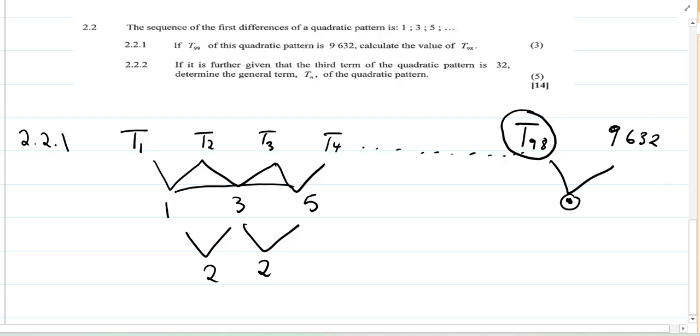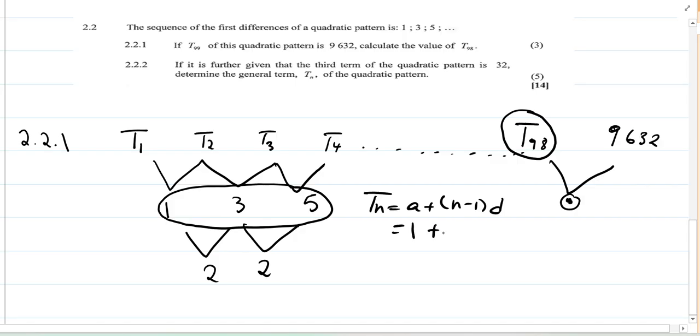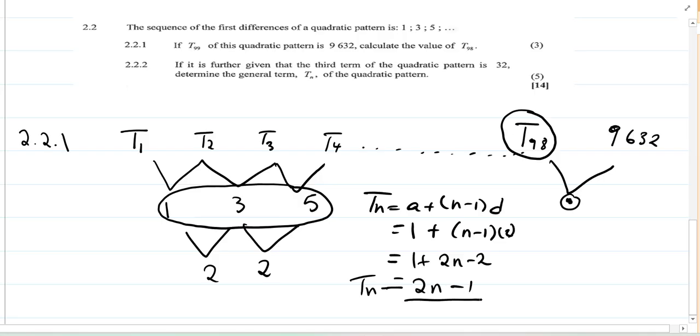We find the general term of the first differences, and the general term of the first differences is given by a plus n minus 1 into d. a is 1, d is 2. We simplify it. This is going to be 1 plus 2n minus 2, and our general term here is going to be 2n minus 1.